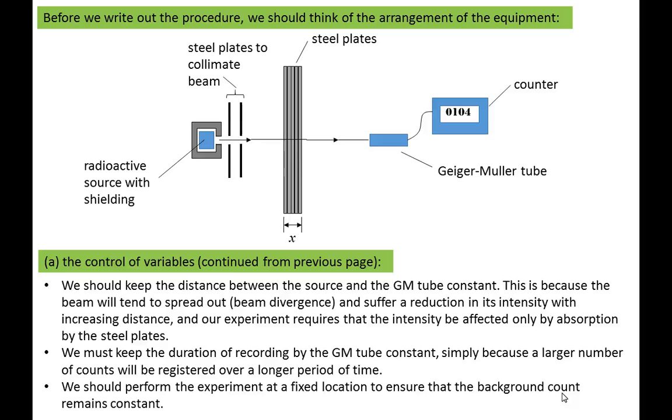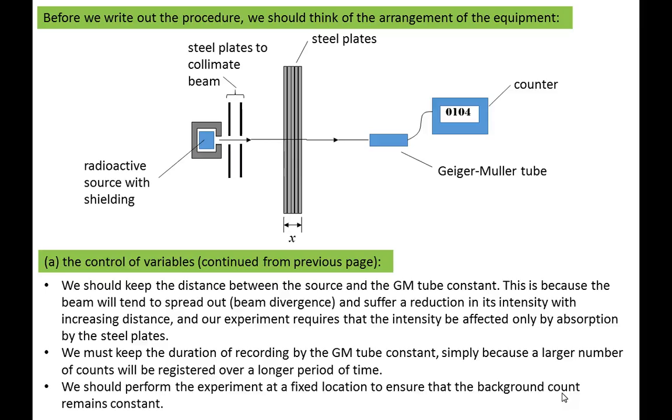So if we keep the distance from the source to the detector constant, this spreading out becomes constant and is no longer affected. But if between experiments we change the distance between the source and the detector, then it becomes affected. So we look at the apparatus and think: what are the things we need to keep constant?